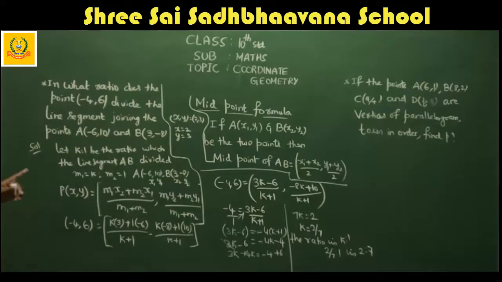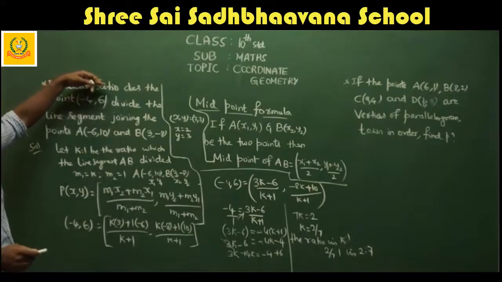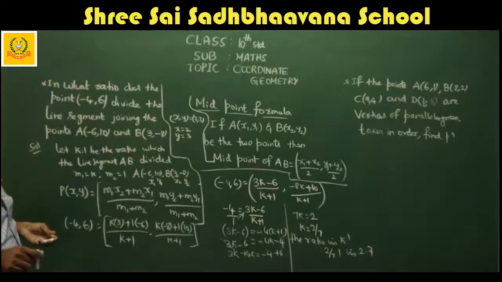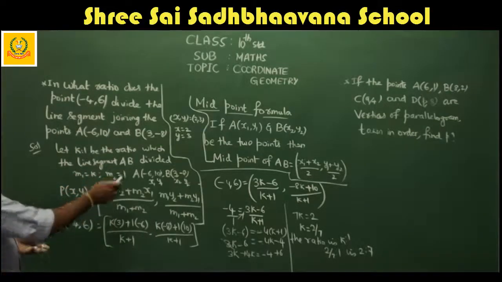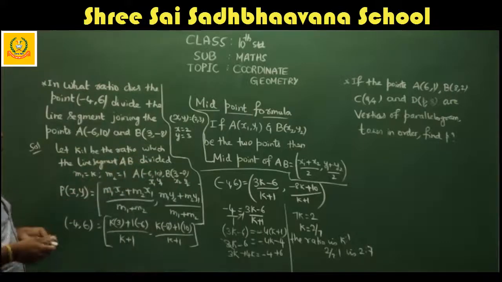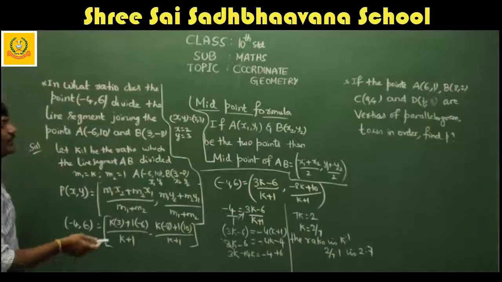Now, I assume that k is to 1 is the ratio, because you have to find the ratio. It means you have to find m1 is to m2. So that is the reason I am assuming m1 is to m2 as k is to 1. If I assume that, your m1 will be k, m2 will be 1, obviously, right? And A and B are given. So A I will take as x1, y1, and B I will take as x2, y2. So the corresponding elements are x1 is -6, y1 is 10, x2 is 3, and y2 is -8.